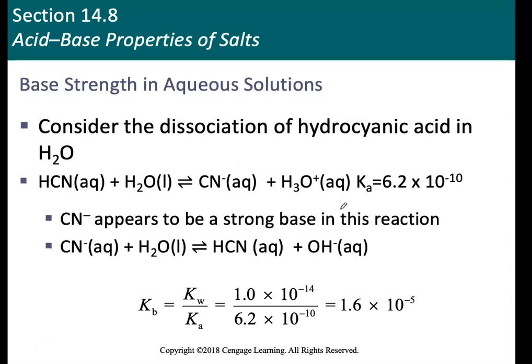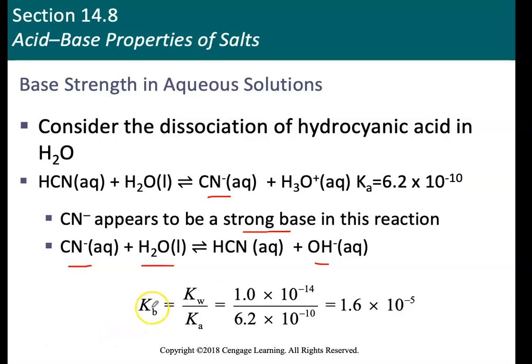Okay, let's consider the dissociation of hydrocyanic acid. This is the equilibrium, and it shows that Ka is 6.2 times 10 to the power minus 10. CN minus, the conjugate base, is relatively strong. When we say strong, that will be compared to what? So CN minus will hydrolyze water to again form HCN and release the OH.